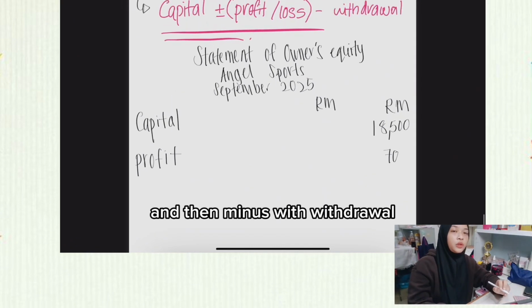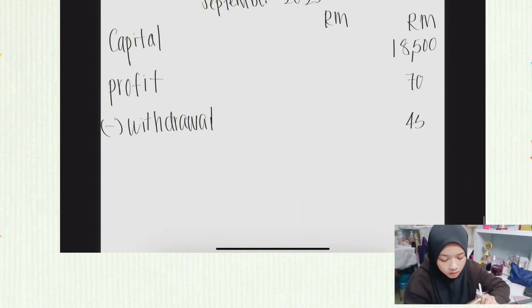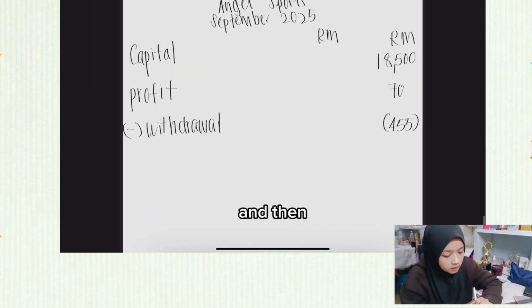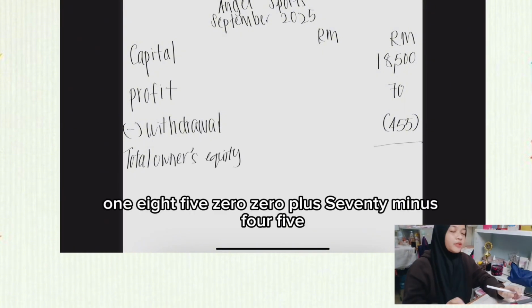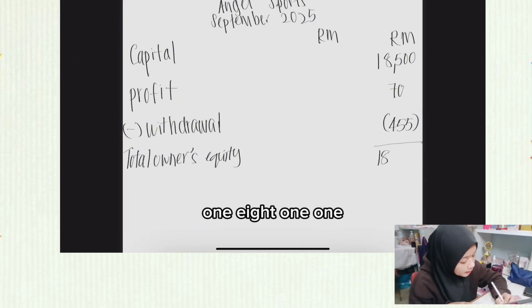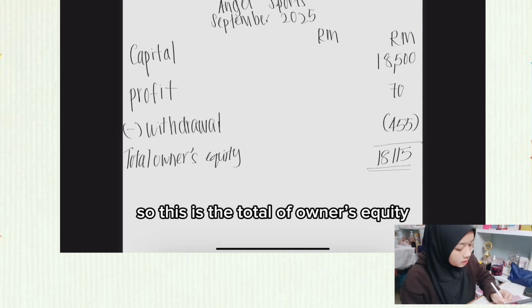And then minus withdrawal. Don't forget the bracket. And then total owner's equity: 18500 plus 70 minus 455. So we get 18115. So this is the total of owner's equity.